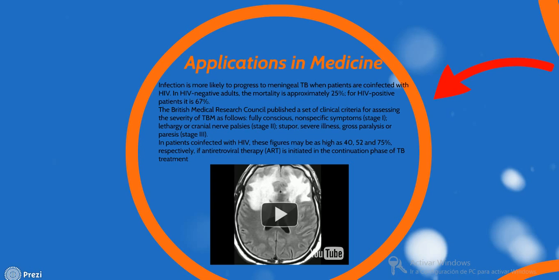The British Medical Research Council published a set of clinical criteria for assessing the severity of TB as follows: stage 1, non-specific signs without mental changes; stage 2, lethargy and cranial nerve palsy; stage 3, stupor, severe neurologic signs, gross paralysis or paralysis. In patients confronted with HIV, this percentage is as high as 40, 52 and 75% respectively. If antiretroviral therapy is initiated in the continuation phase of TB treatment.